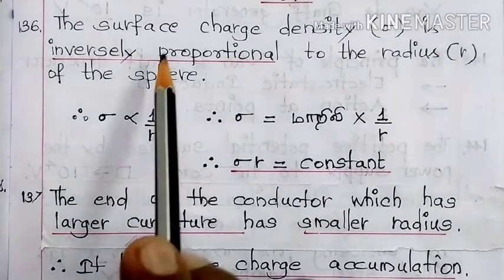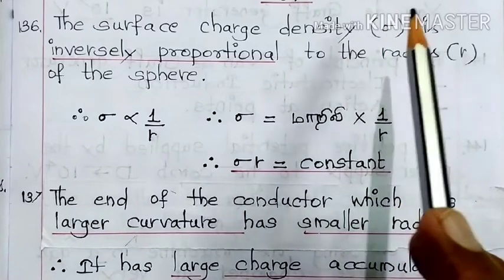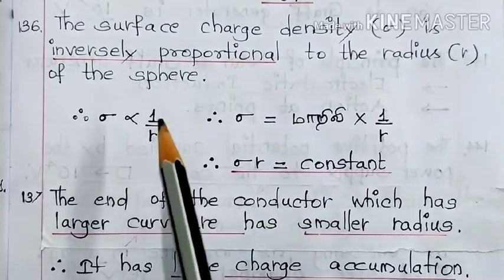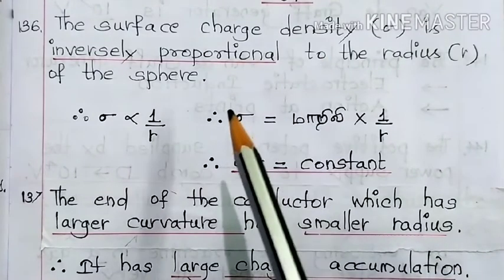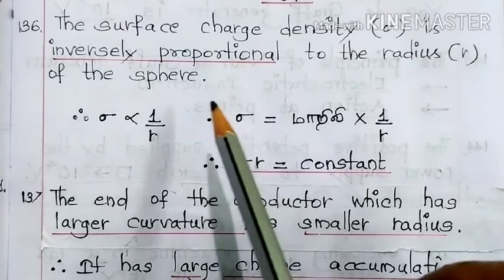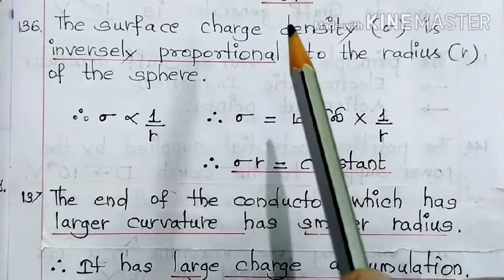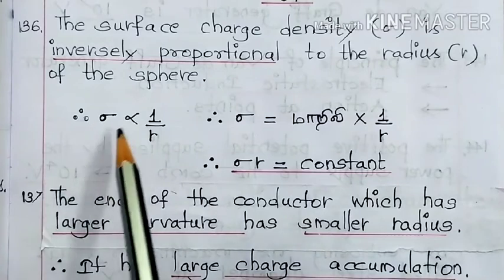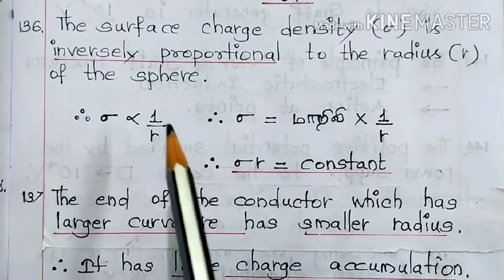The surface charge density sigma is inversely proportional to the radius of the sphere. Let us suppose there is a sphere. On its surface, charges are there. That is called surface charge density. It is inversely proportional to the radius of the sphere. So, sigma is inversely proportional to r.